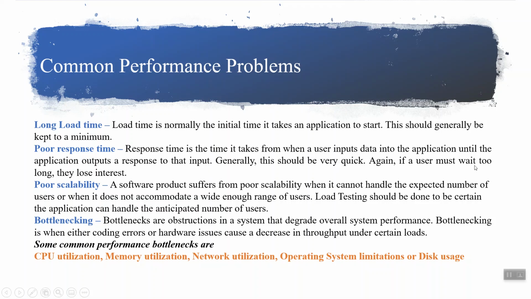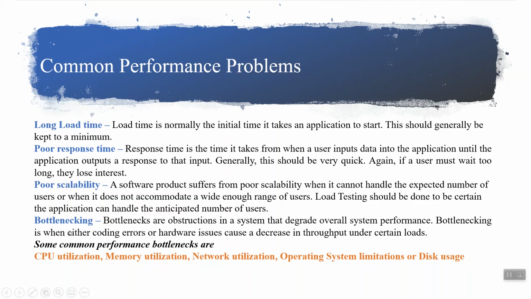Again, if the user must wait too long, they lose interest in the application. The third one is poor scalability. A software product suffers from poor scalability when it cannot handle the expected number of users or when it does not accommodate a wide enough range of users. Load testing should be done to ascertain that the application can handle the anticipated number of users. So poor scalability is one of the very common performance problems.